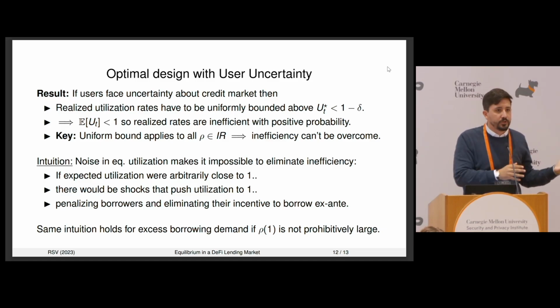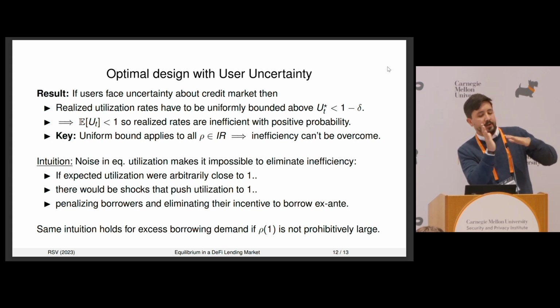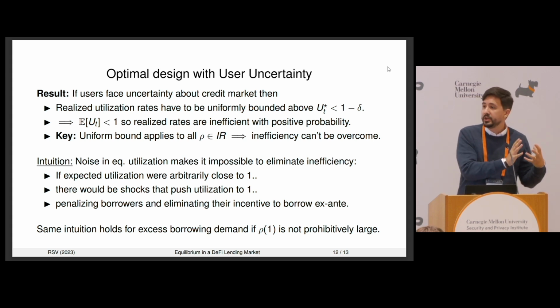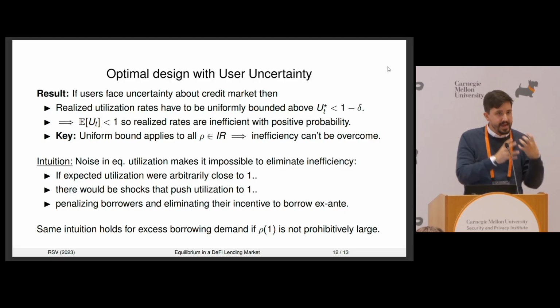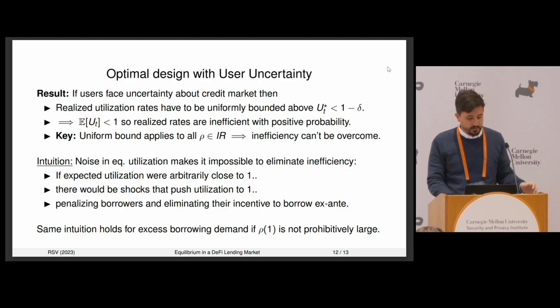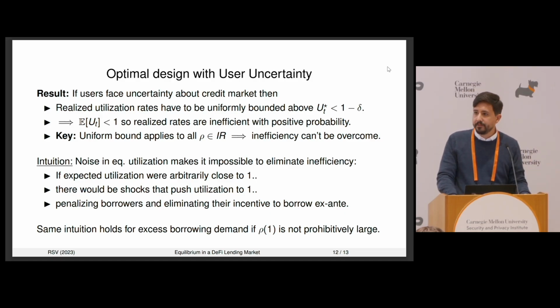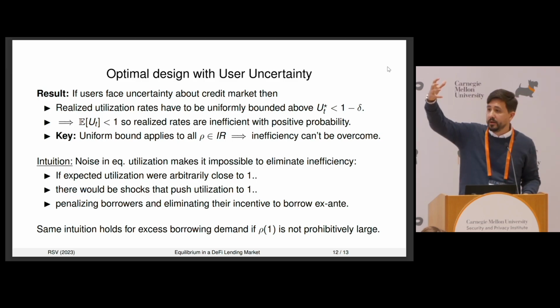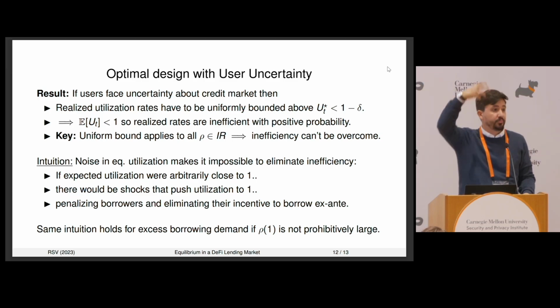Even under the best interest rate function, you're going to have to keep the utilization artificially low, and that's embedding this inefficiency, leading to excess supply, or funds that get lent but never get borrowed. Okay. Now, it's natural to ask, what if the interest rate at 100% wasn't prohibitively high?